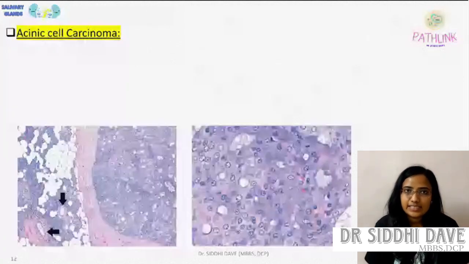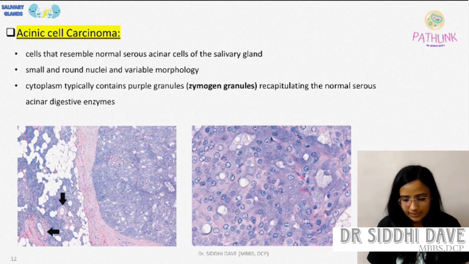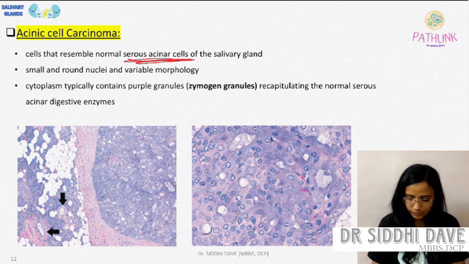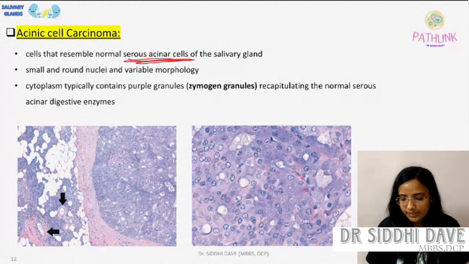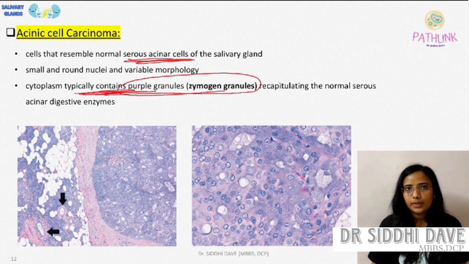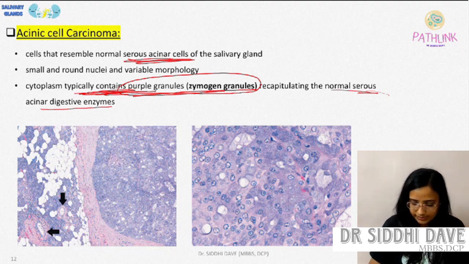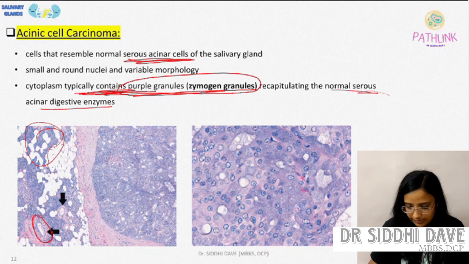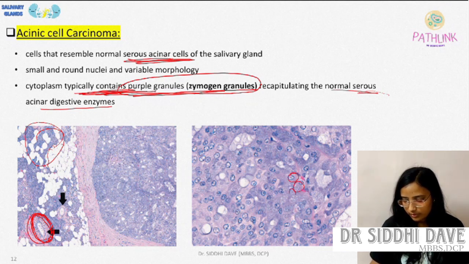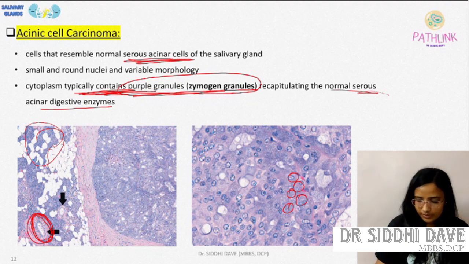The next one is acinic cell carcinoma. Cells resemble the serous acinar cells of the salivary gland, with small rounded nuclei and variable morphology. What you have to remember in acinic cell carcinoma is that the cytoplasm typically contains zymogen granules, purple granules, recapitulating the normal serous acinar digestive enzyme. You can see this is our normal salivary gland, and here the acinar cells. The cytoplasm has the zymogen granules.